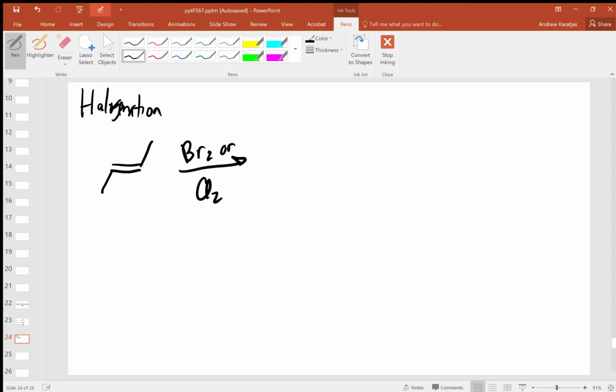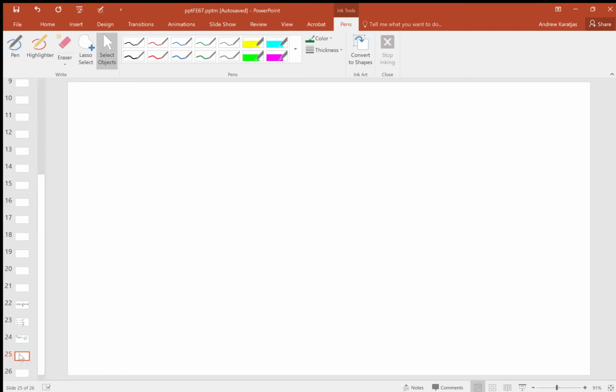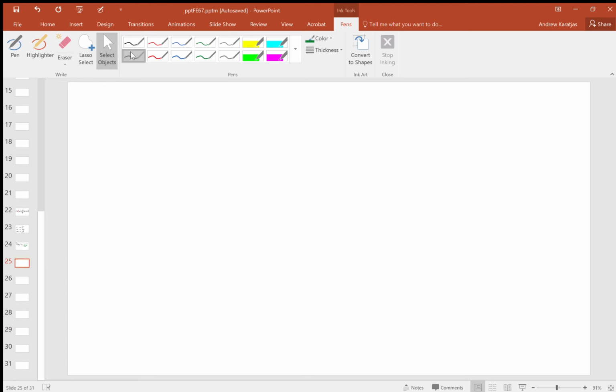But the net result of this reaction is that we add halogens, one to each carbon of the alkene. In addition to that, we get what's known as an anti-addition of the halogen. That anti-addition means that they add on opposite sides. So why do we get an anti-addition for alkene halogenation here? Well, we can see some of this within the mechanism.